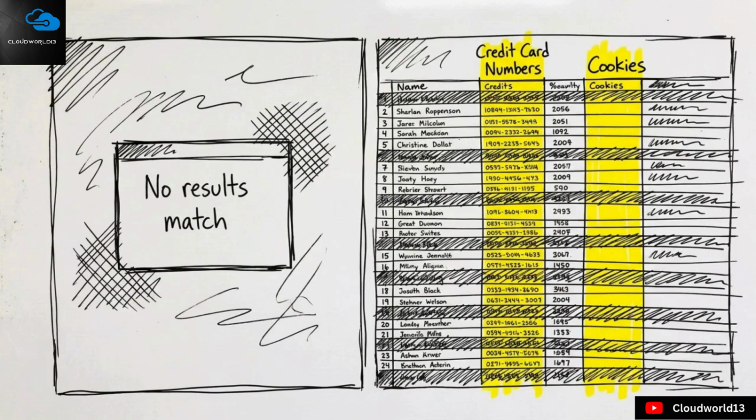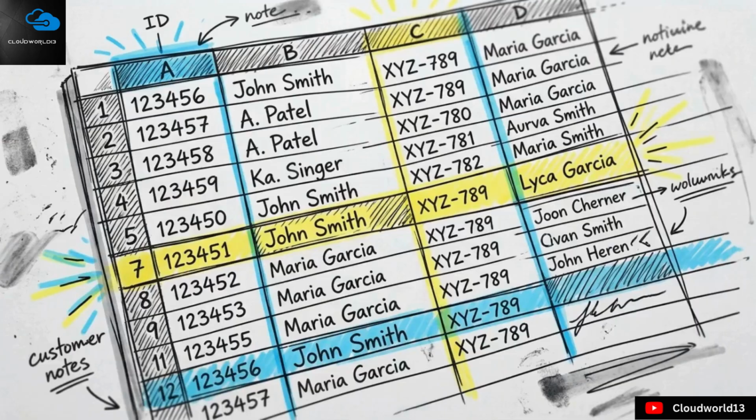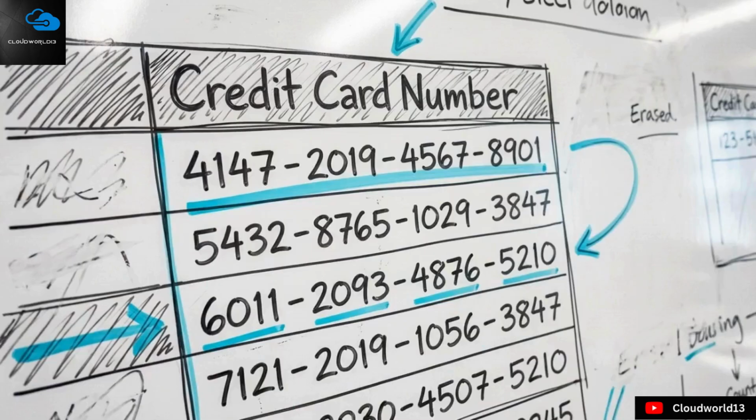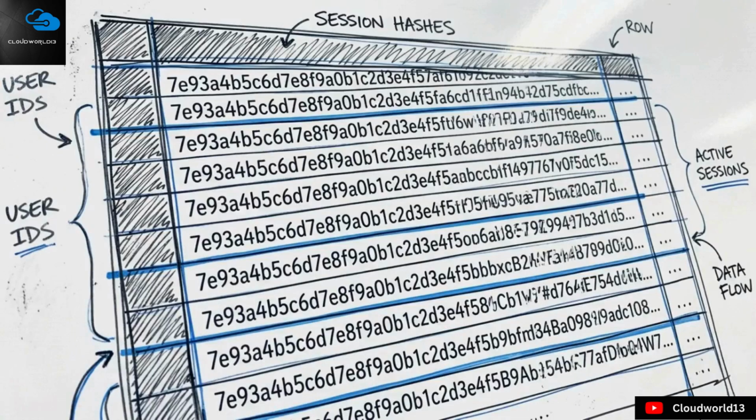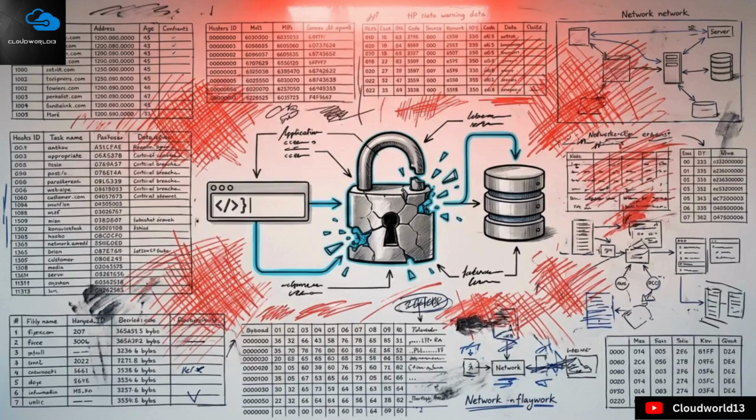This image shows the immediate result. The blank search page on the left is replaced by a massive data dump on the right. User IDs, full names, raw credit card numbers, and active session cookies are all suddenly exposed.